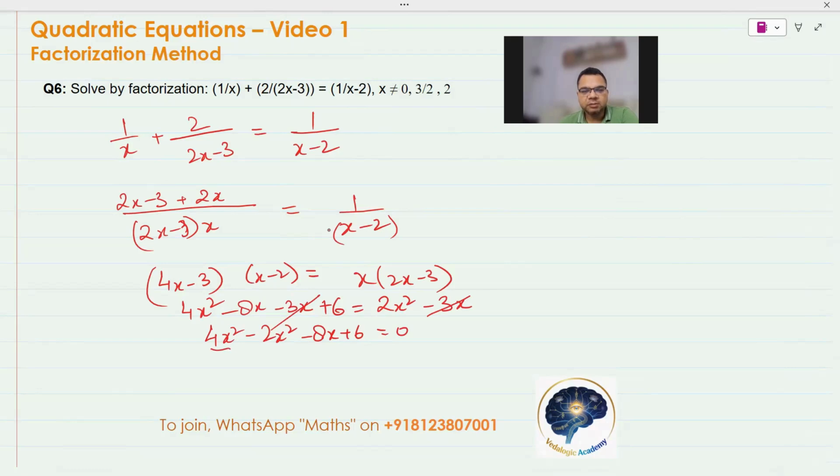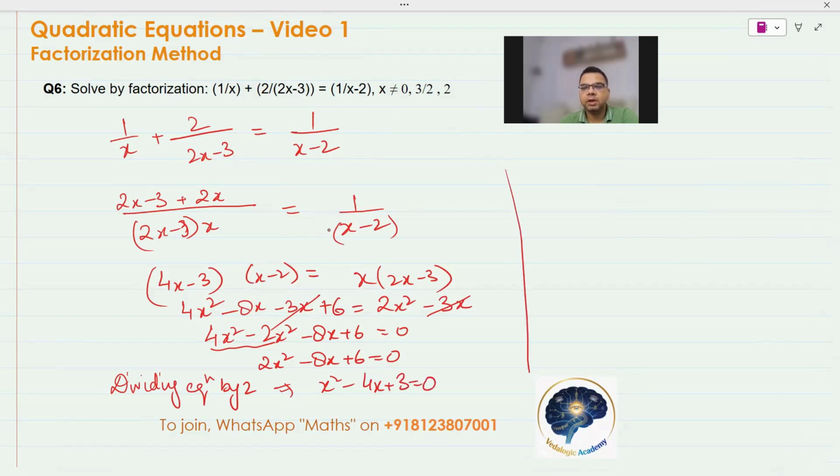So this becomes 2x square minus 8x plus 6 equals to 0, and I'll divide the whole equation by 2. So you have to write dividing equation by 2, which becomes x square minus 4x plus 3 equals to 0. So what we are going to do here is, now we have this equation and we have to find the roots of this equation.